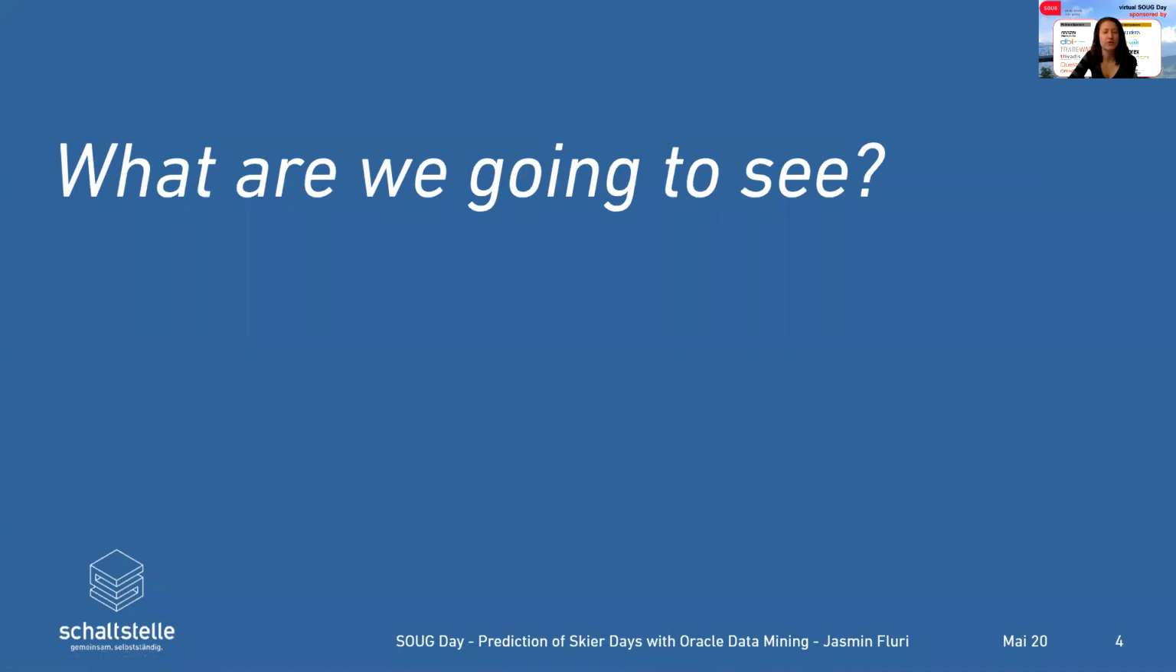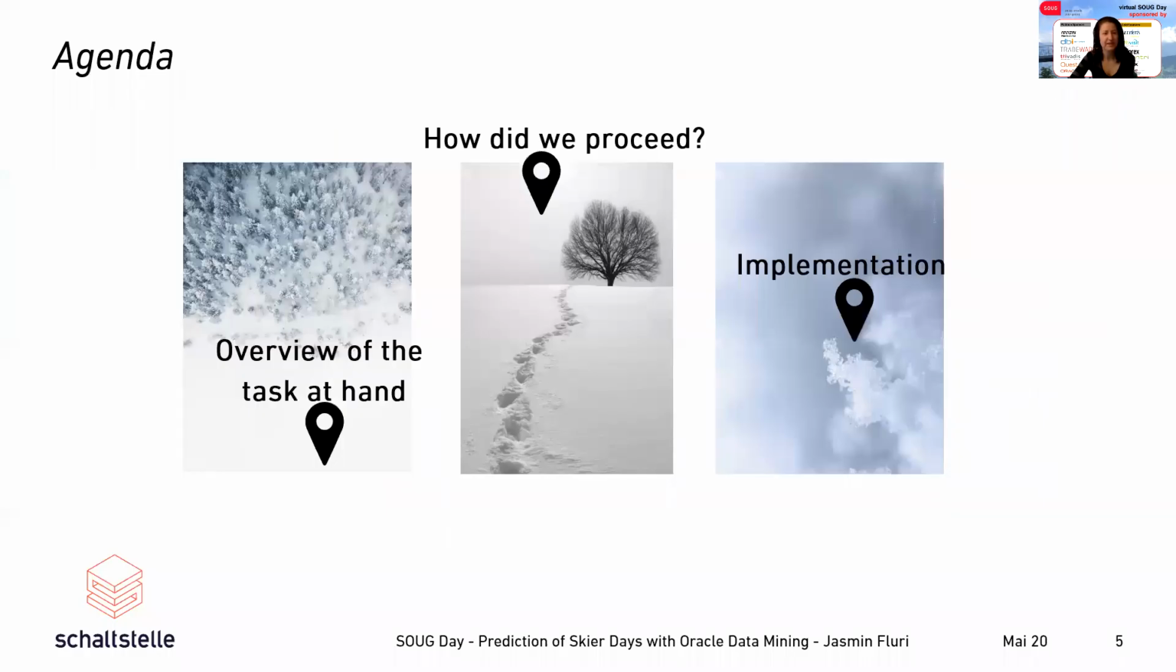Now, what are we going to see during this presentation today? What will I talk about? We will start with an overview of the tasks that we had at hand. What was the goal and what should have been achieved in our project. Then I continue with how we proceeded and what the prerequisites were of the project itself. Finally, we will have a look at how we did the implementation, and I think we have really enough time for questions at the end.